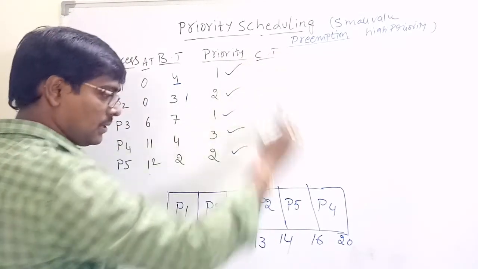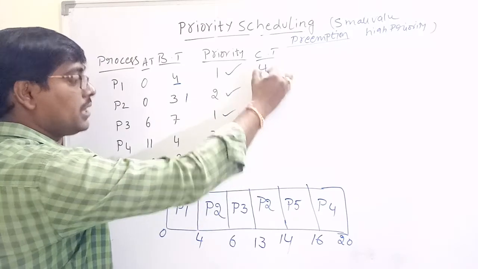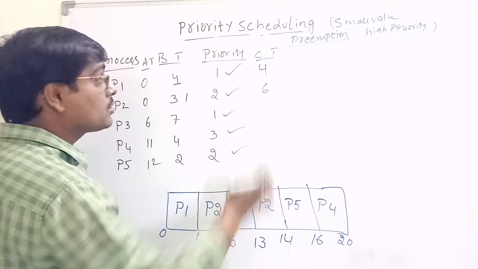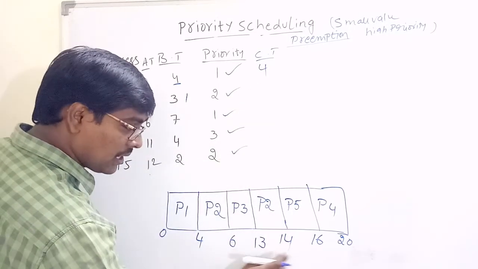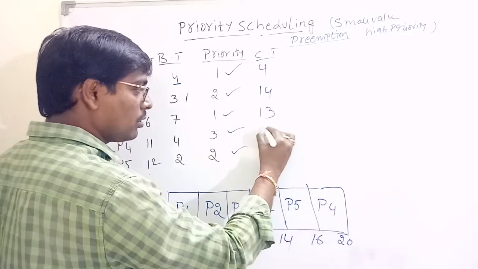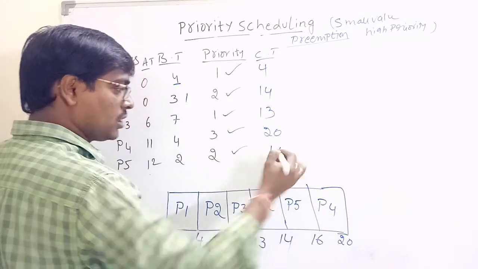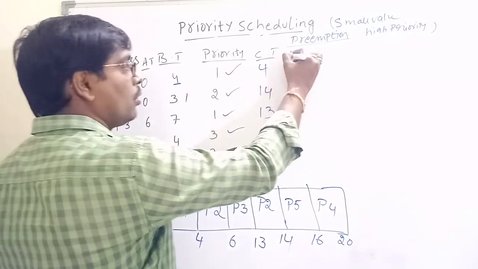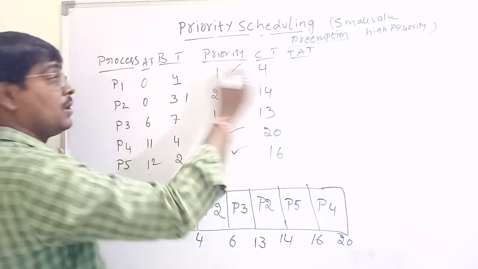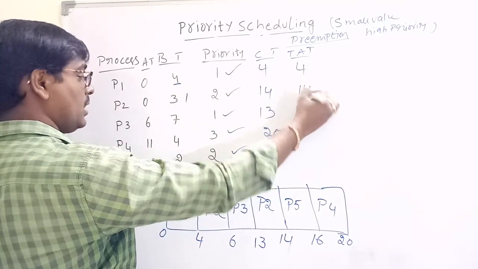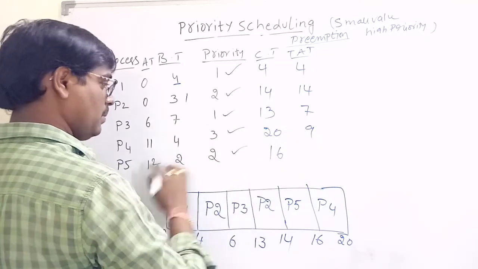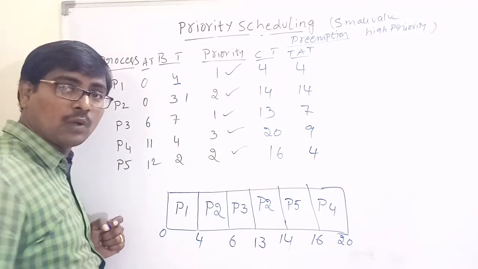What is the completion time? Process P1 is completed at 4, P2 at 14, P3 at 13, P4 at 20, P5 at 16. Right? Now turnaround time is the completion time minus arrival time: 4 minus 0, 14 minus 0, 13 minus 6, 20 minus 11, 16 minus 12. These are the turnaround times.